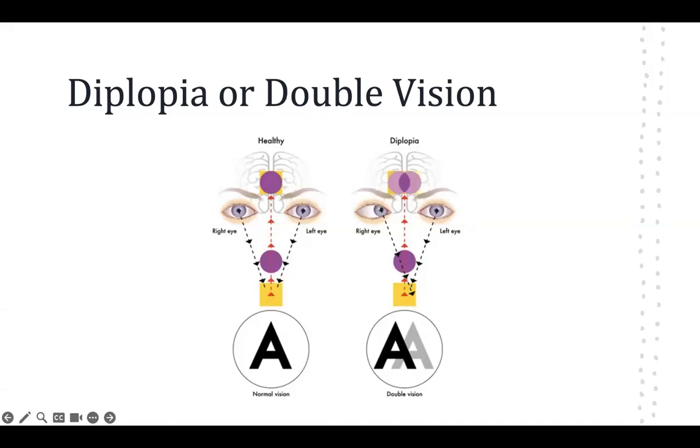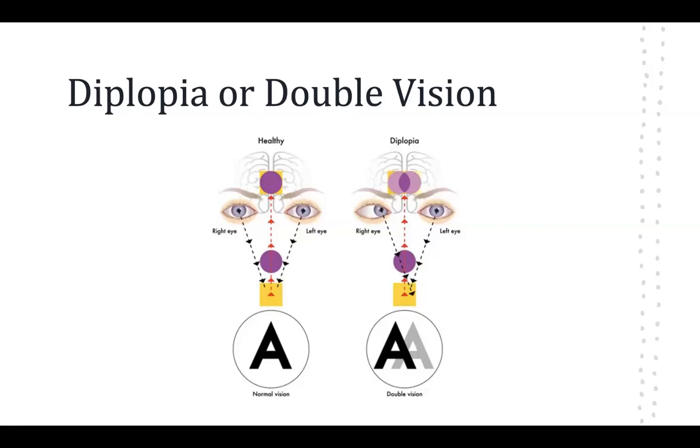With this condition, as you may imagine, it definitely affects things like your balance. Because of seeing double, it's difficult to go up steps or down steps, to see where you're walking. Also, movement can be affected, and then reading ability. So imagine if you were reading something and it was 2 A's, that would be very difficult to read.